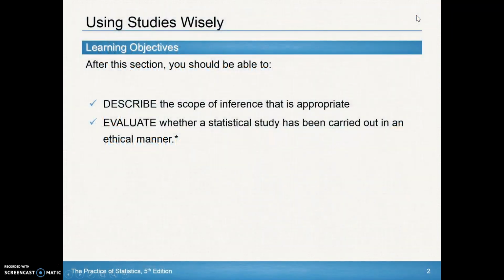We only have two learning objectives in this section, and one is to describe the scope of inference that is appropriate. So again, we'll be looking at the word inference, and then we'll also spend just a little bit of time on valuing whether a statistical study has been carried out in an ethical manner.